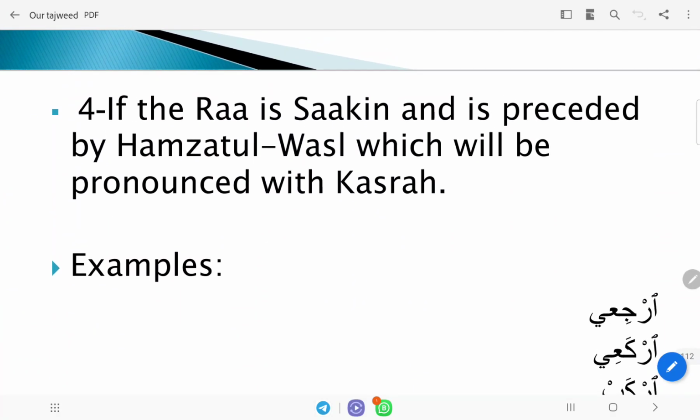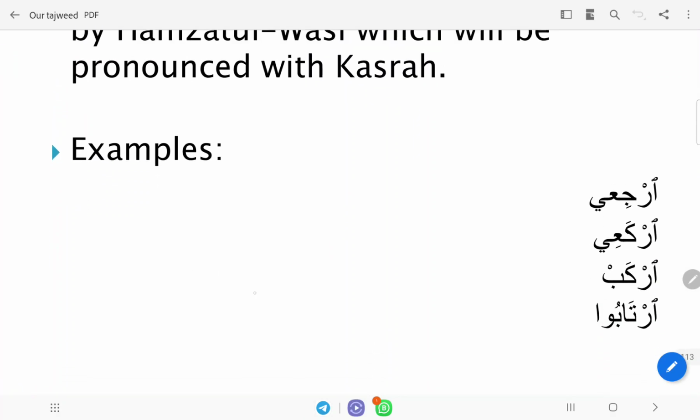The fourth case of the heavy ra: if the ra is sakin, and it is preceded by hamzatul wasl which will be pronounced with kasra, here the ra will be heavy.